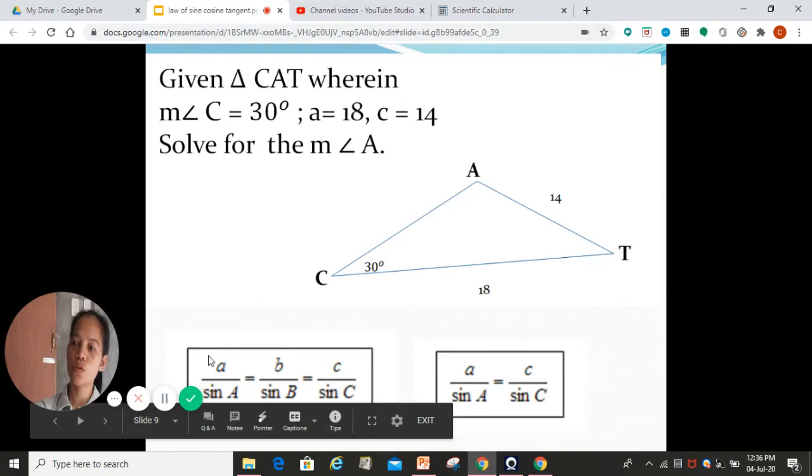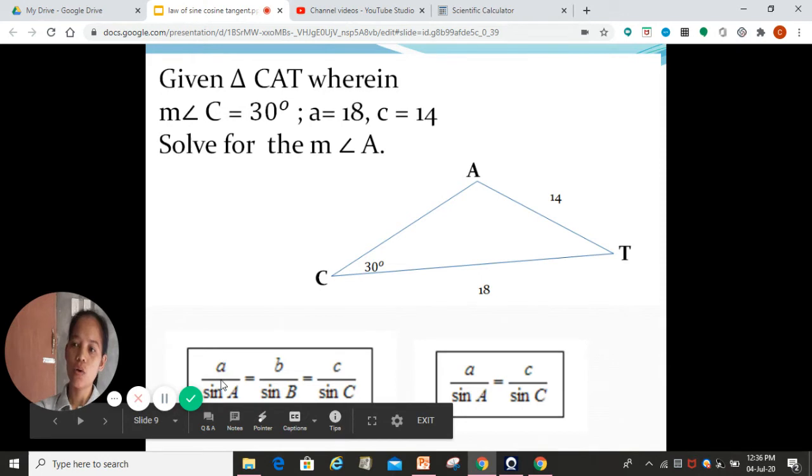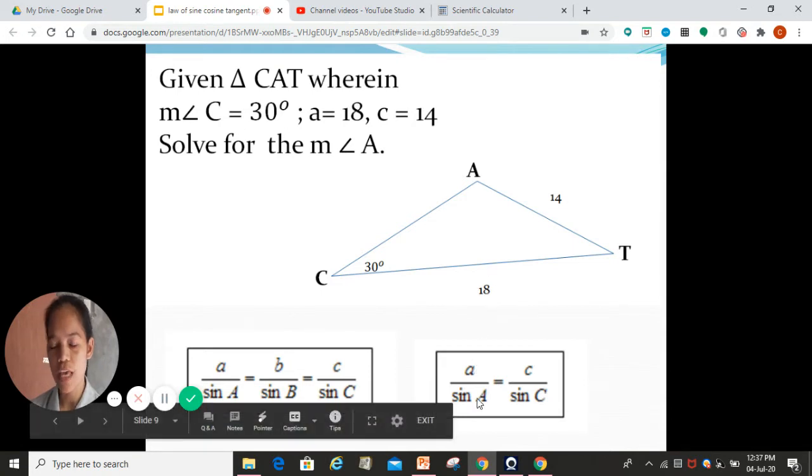So using your sine rule, side A over sine A equals side B over sine B, the angle, equals side C over sine C. Now, with the given figure, since we're looking for the measurement of angle A, we can get this angle A and the opposite side 18. So we have A over sine A.